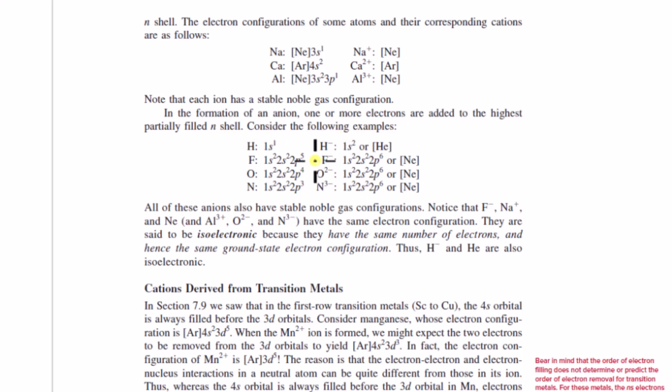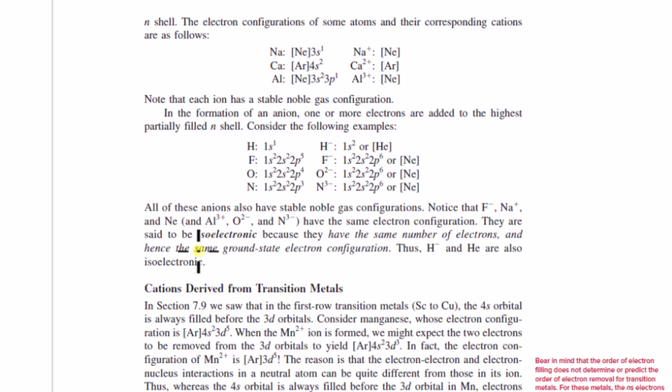And so it's the same idea. The H minus anion, its electron configuration becomes helium. It just takes on the electron configuration of the corresponding noble gas. This is what happens with, again, representative elements becoming cations or anions. All of these anions also have stable noble gas configurations. Notice that F minus, Na plus, and neon, and Al3+, O2 minus, etc., have the same electron configuration.